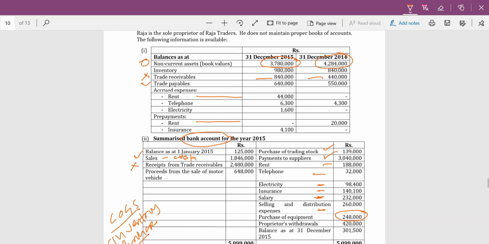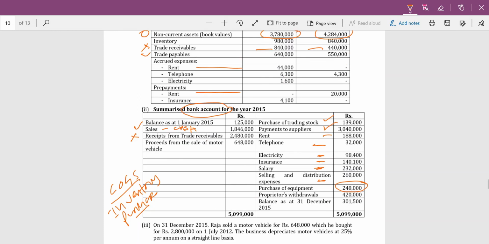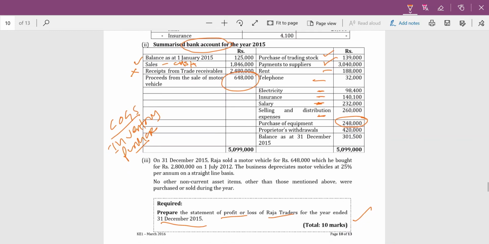So you are given the opening and the closing balance. What else? Okay, there is proceeds from sale, so definitely there should be a disposal. Okay, so we'll move on to the third note.